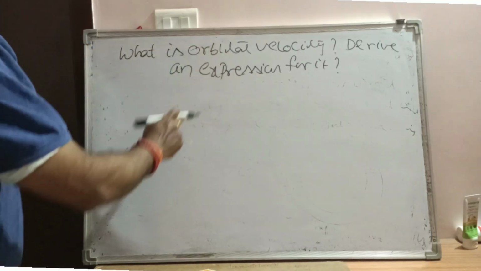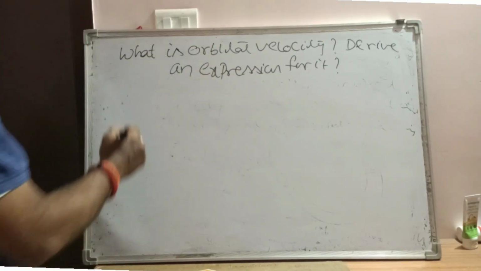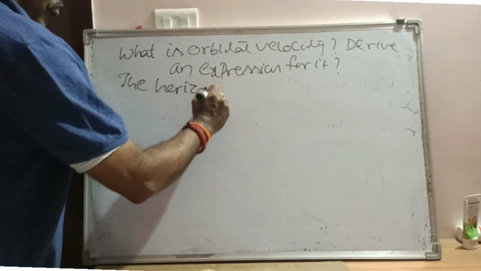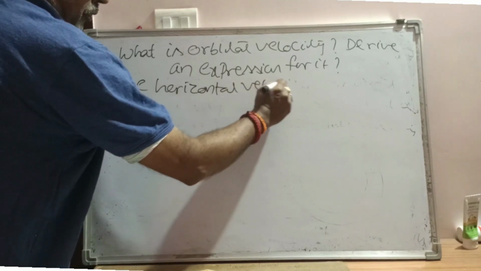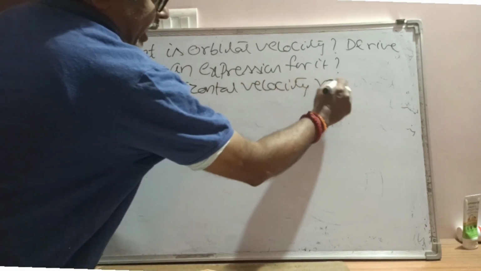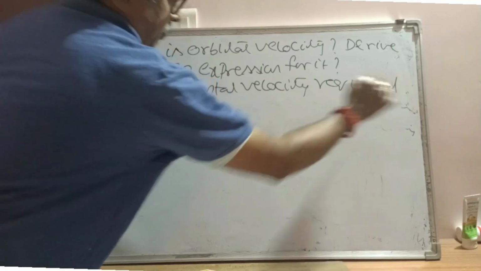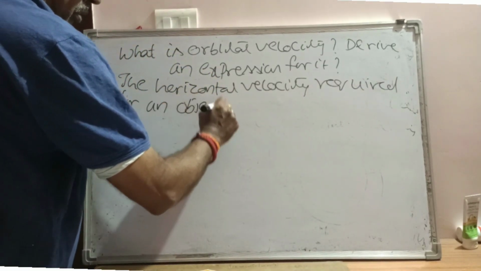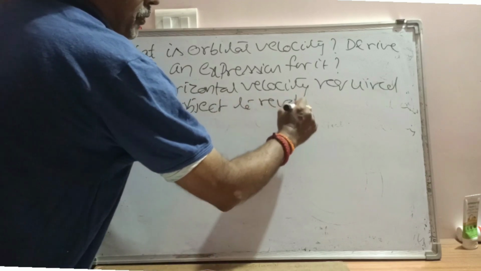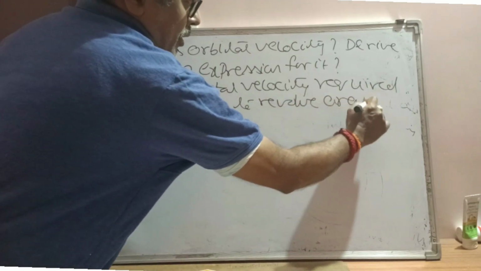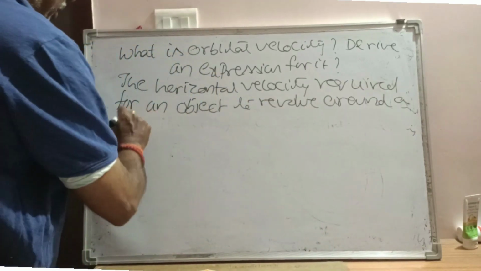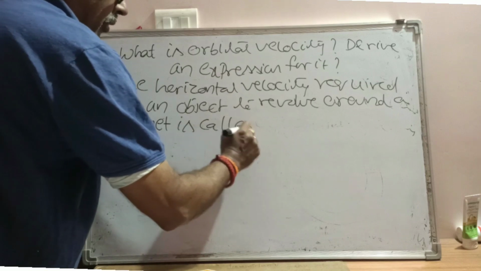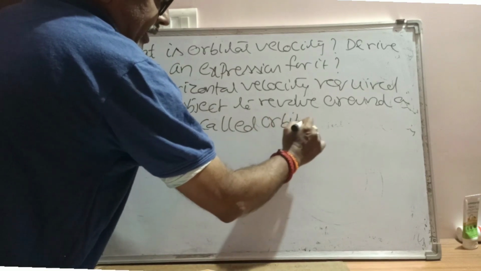What is orbital velocity? There is an expression for it. The horizontal velocity required for an object to revolve around a planet is called orbital velocity.